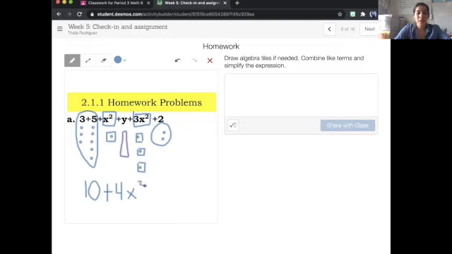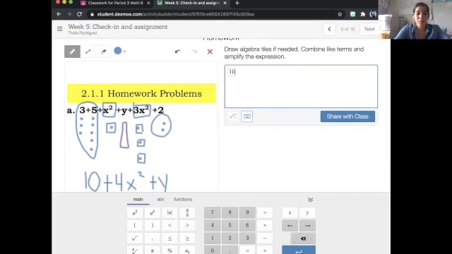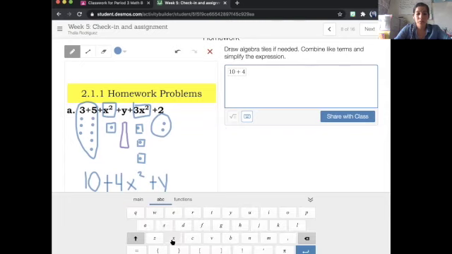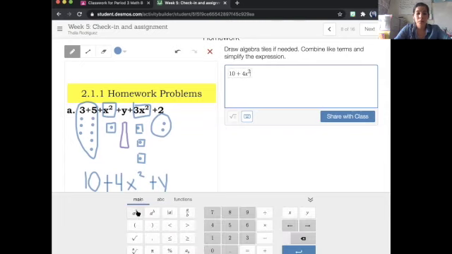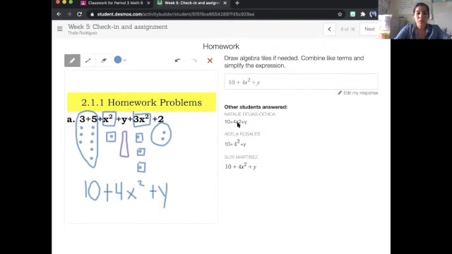And lastly, I'm going to add in my y. So if you have difficulty drawing on here, you can always use the tiles. And let me show you where those tiles are after this. Let me just go ahead and show you how to type in the answer in here. So it's 10 plus 4x to the power of 2 plus y. Okay, so now you share that with class and you could see their answers.